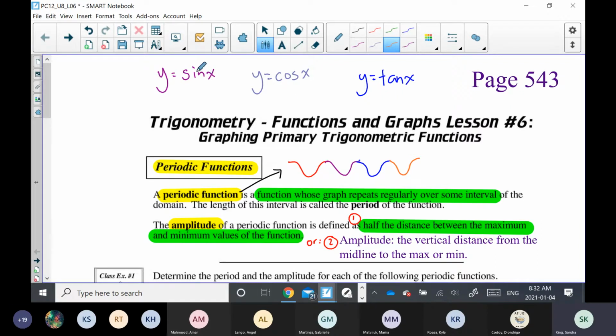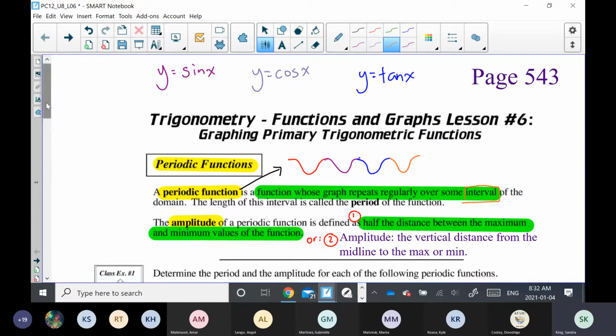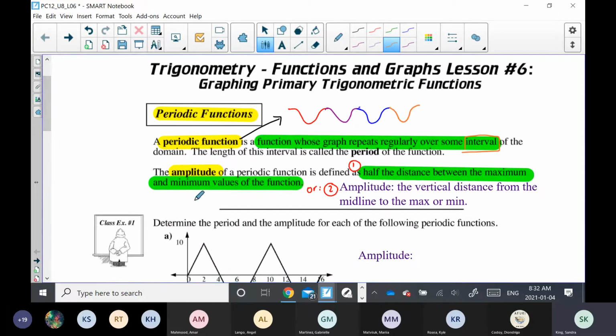And what happens is the graphs of sine, cosine, and tangent, they are periodic functions. They repeat over some interval, and we're going to figure out what that interval is, like after how many degrees does the graph repeat, essentially.